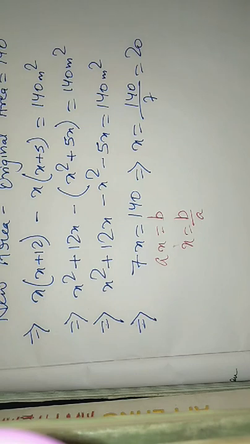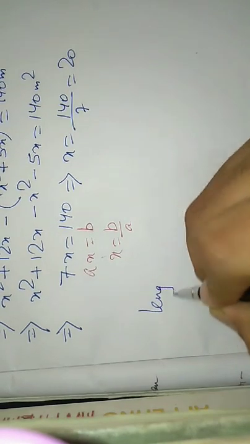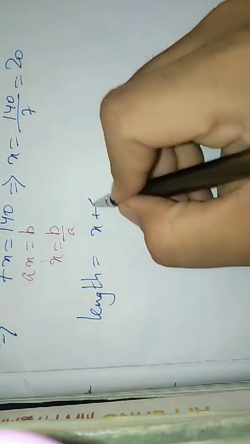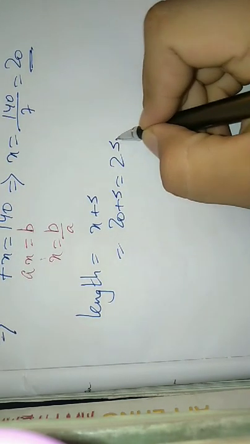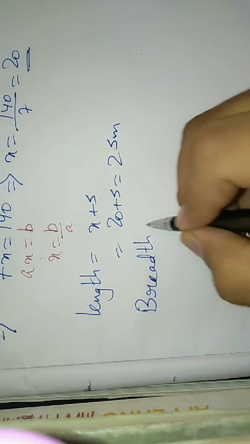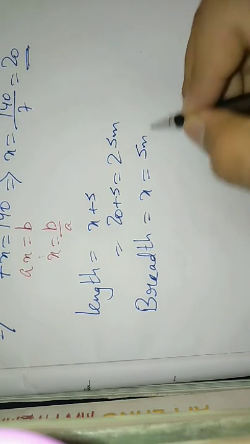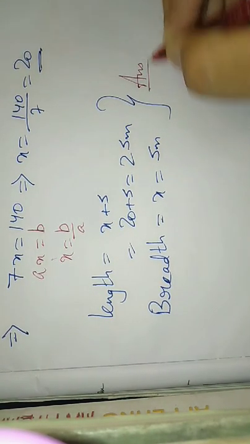They're asking you to find the length and the breadth of the field. So the length and breadth of the field are: length is equal to, breadth was x, right? What was the length? Length is x plus 5. What is the value of x? 20. 20 plus 5 is 25 meter. And what about the breadth? x is equal to 20 meter. That is the answer. Okay.